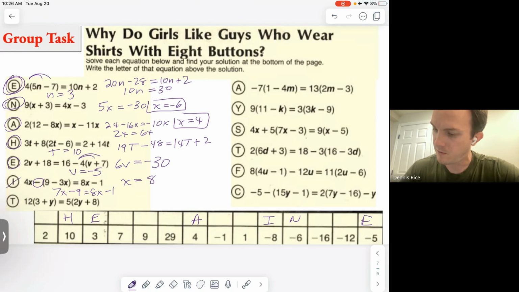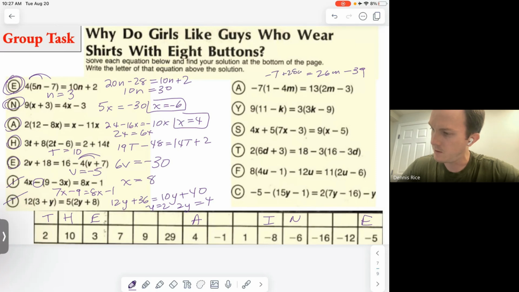That's I. We're almost halfway there. We are halfway there, yes. 12y plus 36 equals 10y plus 40. 2y equals 4, or y equals 2. Okay, I am trying to go quick here. 26m minus 39 equals negative 7 plus 28m. So 2m equals negative 32. M equals negative 16.